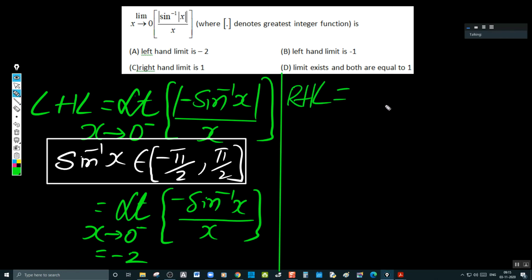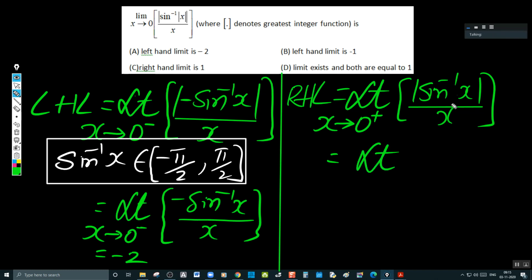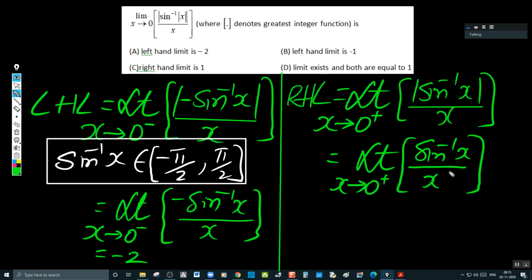RHL. Limit of, come on, tell me anyone. Sine inverse x only, by x, as x tends to 0 plus. Then obviously it becomes positive. Correct now? You can remove the modulus. It will be 1.